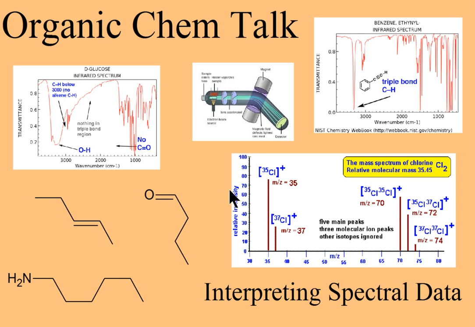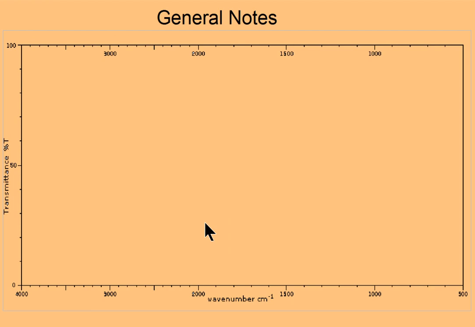Hello there. So let's look at some more spectral problems by analysing the infrared spectroscopy and the mass spectroscopy as we try and determine a structural formula. So again, let's just review the different kinds of stretches we get from infrared spectroscopy.